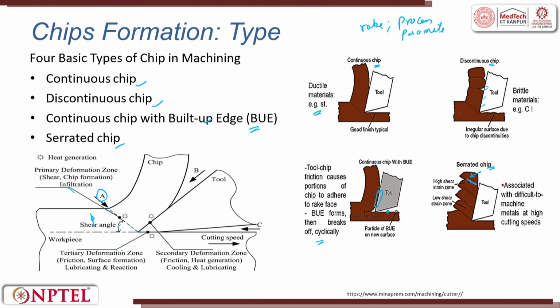So here we talk about the tertiary deformation zone, which happens because of tool-workpiece contact. Here it is secondary. Heat is generated, and generally what we do is pour a lot of coolant around it, which gives you a lubricating effect and cooling effect. So heat is dissipated here as well as at the bottom. So the primary deformation zone you will see here.